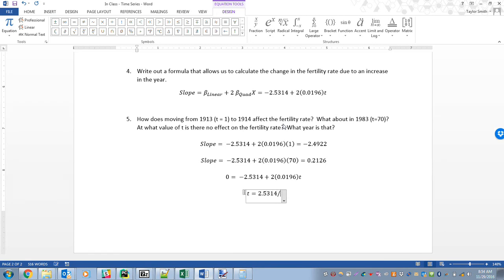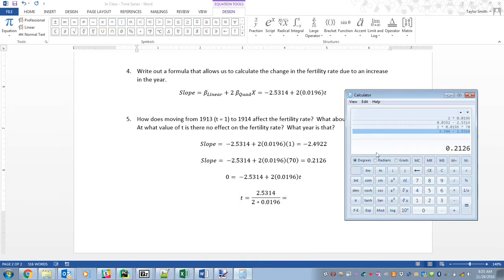Okay. After some algebra, what you'll find out is that t will be equal to 2.5314 divided by 2 times 0.0196. All right, and then that is equal to, say, 64 point, we'll say 5765.